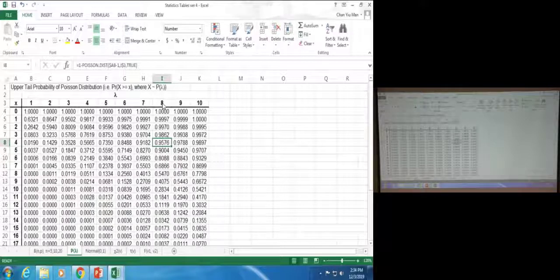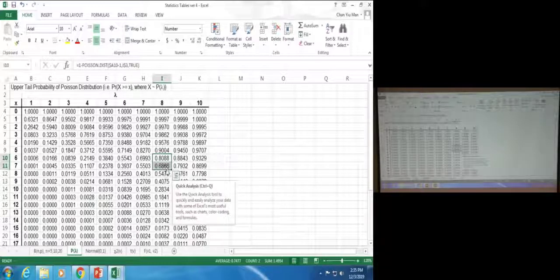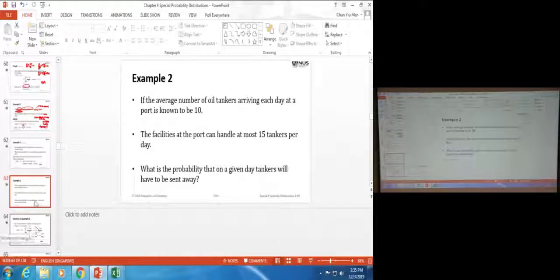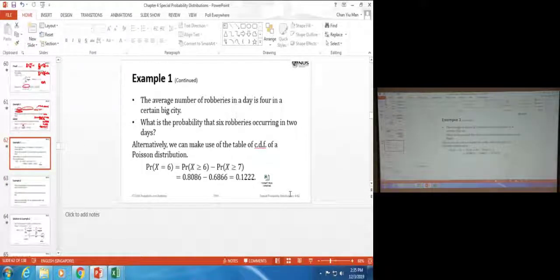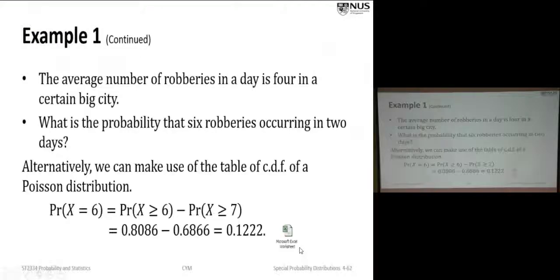So this just gives you an idea of the right tail of the given probability. So the probability of 6 is equal to this number, which is the probability of x greater or equal to 6, minus the probability of x greater or equal to 7. So we can get this. It's equal to 0.122. This is for lambda equal to 8.